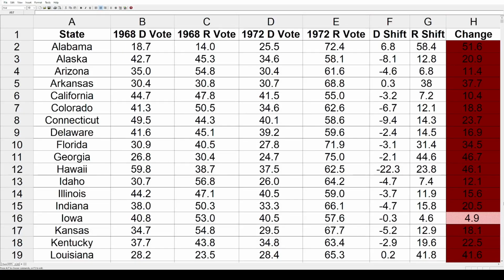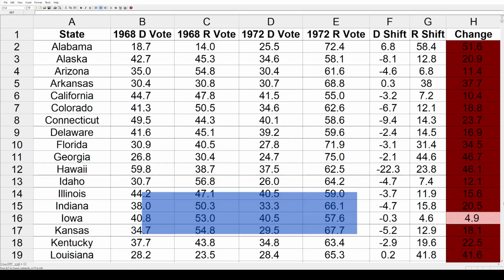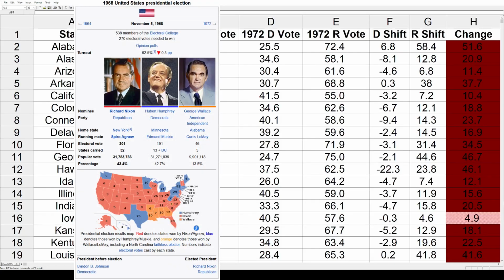Hey everybody, today on Political Access, we're going to do another presidential political shift. This time it's going to be two consecutive elections, 1968 and 1972. So let's put up a little bit of background about these two elections.